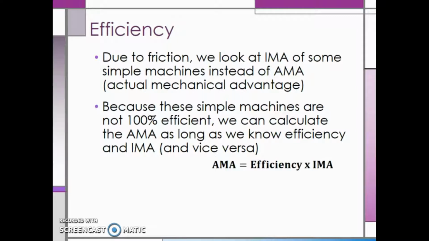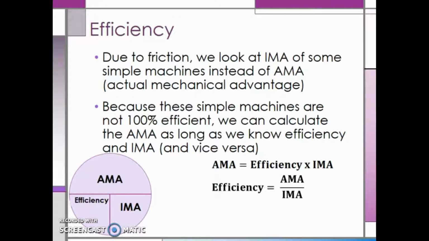Our base equation is actual mechanical advantage is equal to the efficiency multiplied by the ideal mechanical advantage. Our equation circle has AMA on top, efficiency, and IMA on the bottom. For completeness, our other equations are efficiency equals AMA divided by IMA, and IMA equals the AMA divided by the efficiency. In the next video, we will look at some calculations with screws.